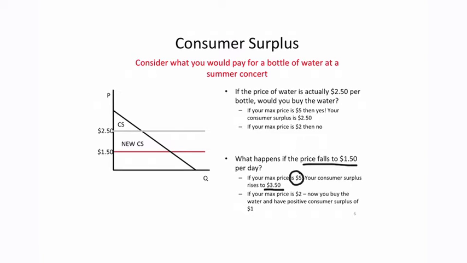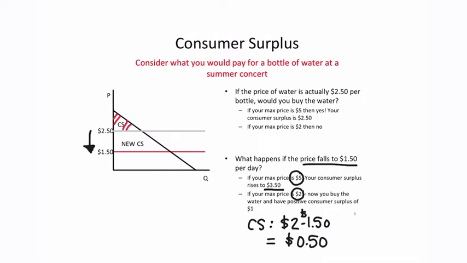What if the maximum price you were willing to pay was $2? Well, now the actual price is below your maximum price, so now you're purchasing the bottle of water, and you have positive consumer surplus. For this consumer, their consumer surplus will be $2 minus $1.50, the actual price, so that we have a consumer surplus of 50 cents. Okay? So now we can see as there's a fall in the price of the good, we have an even greater amount of consumer surplus.